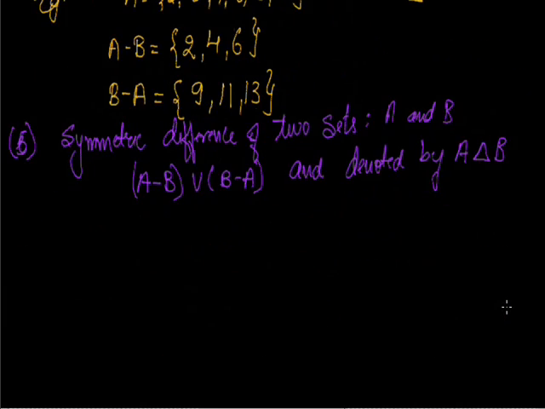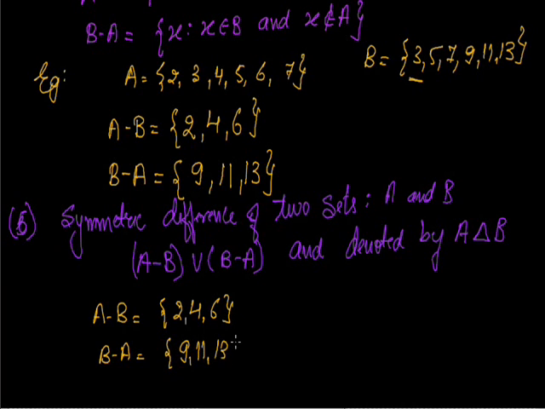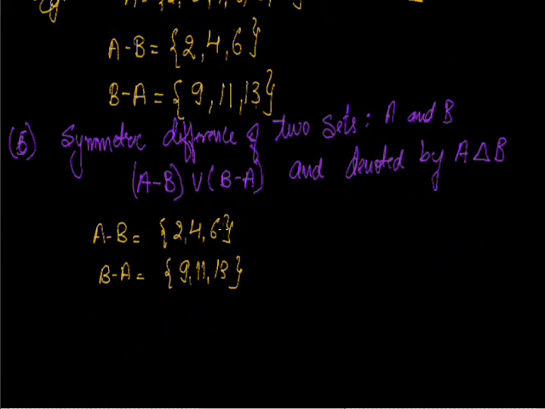What does it mean? Like if we take the same example above, in the above example we found A minus B, that is {2, 4, 6}. So A minus B will be equal to {2, 4, 6} and B minus A is equal to {9, 11, 13}. So we have to find the symmetric difference. Then the symmetric difference A Δ B will be equal to the union of these two sets.